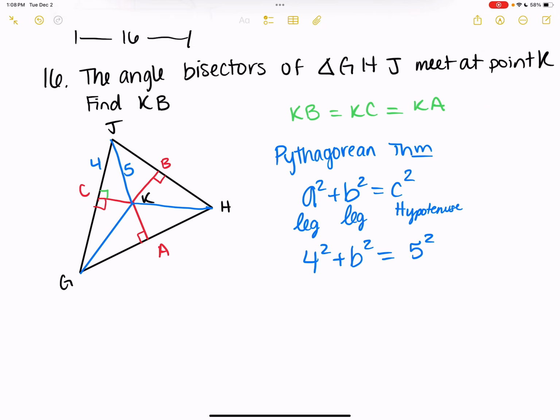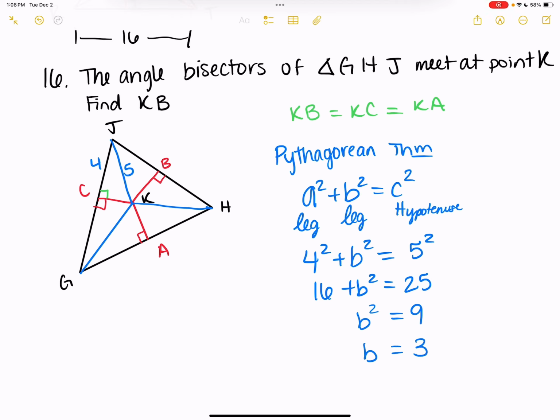So 4 squared is 16 plus b squared equals 5 squared is 25. We can subtract 16 then. So I have b squared is equal to 9. And then we take the square root. When we take the square root, we technically have plus or minus, but can I have a negative side length? Nope, so I only need the positive one.